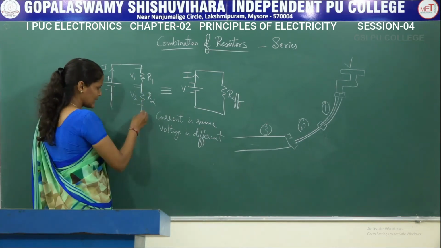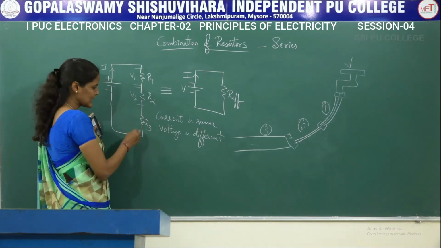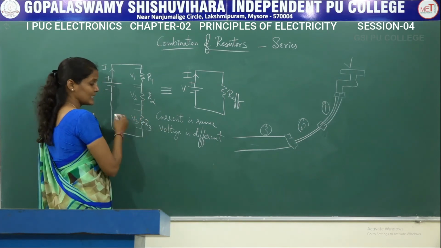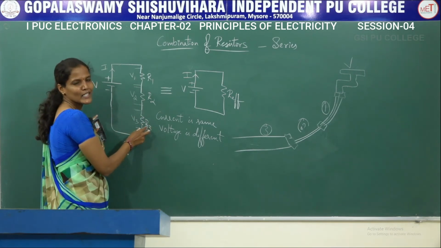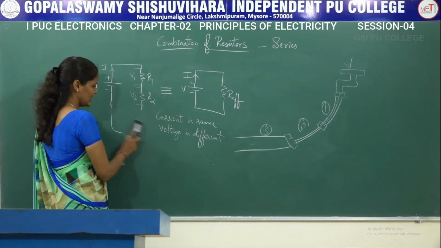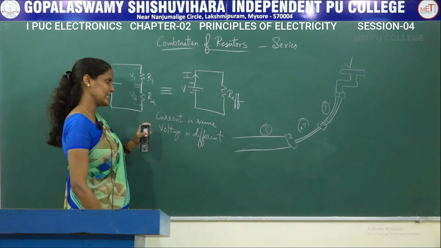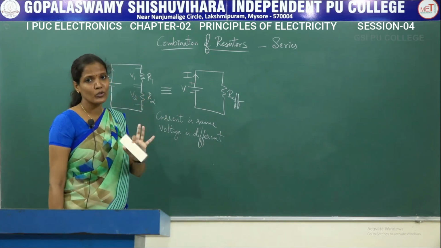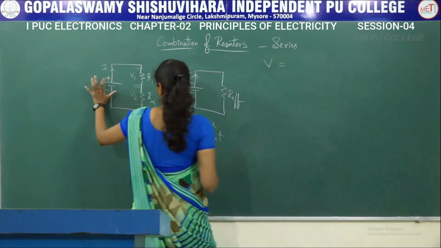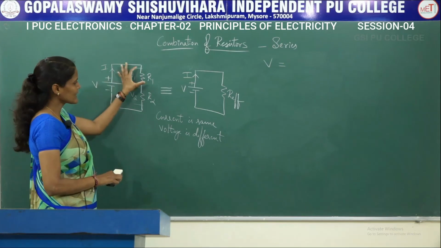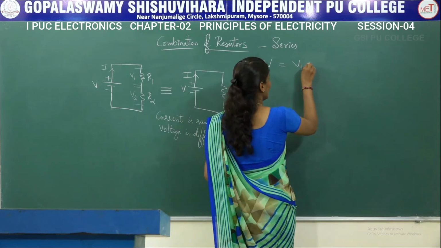Suppose I am having another resistor over here. I have connected one more resistor, let me denote that by R3, then its voltage will also be different, and that voltage will entirely depend upon the resistance of that particular resistor. In this example, let me consider only 2 resistors connected in series. But one thing you have to notice is that the total voltage I am applying here will be equal to the sum of the voltages across each resistor, that is V1 and V2.